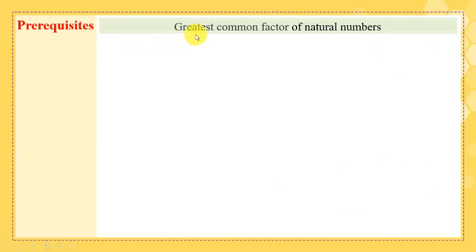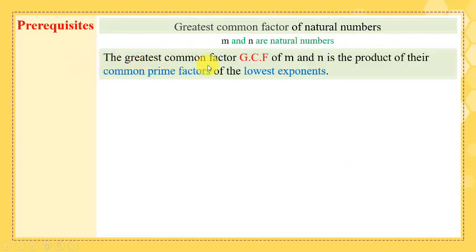Also, what is the greatest common factor of natural numbers? The greatest common factor, GCF, of m and n, where m and n are natural numbers, is the product of their common prime factors of the lowest exponents. Let's see this example. Find the GCF of numbers 8 and 12.